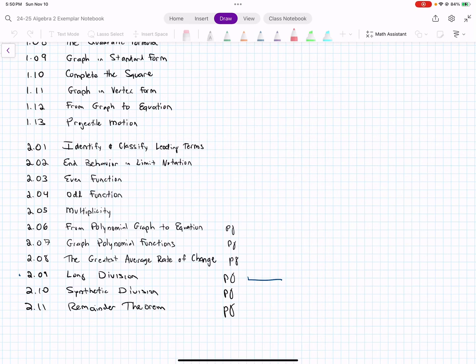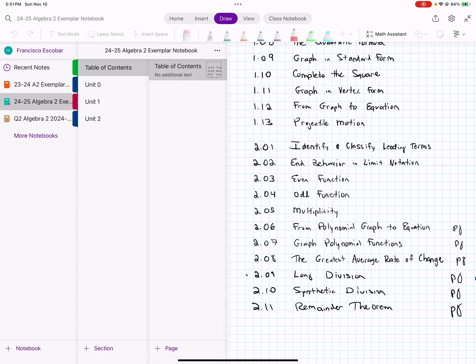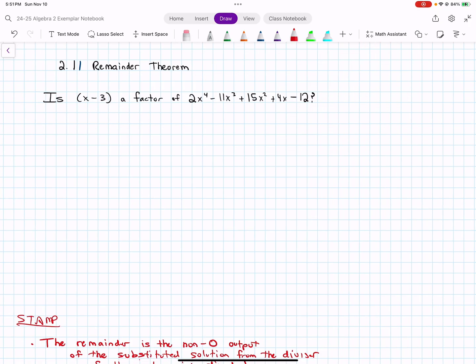All right, everyone, let's go to the table of contents, 2.11, Remainder Theorem. As we get into it, let's solve the problem. Example 1: is x minus 3 a factor of 2x fourth minus 11x cubed plus 15x squared plus 4x minus 12? We've learned synthetic division and long division.